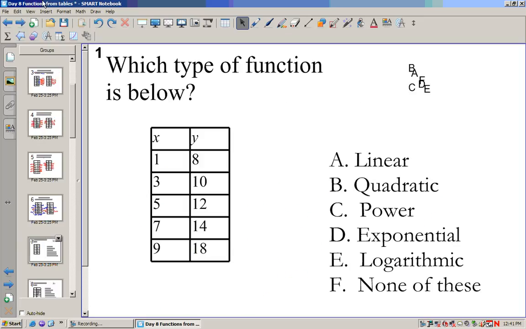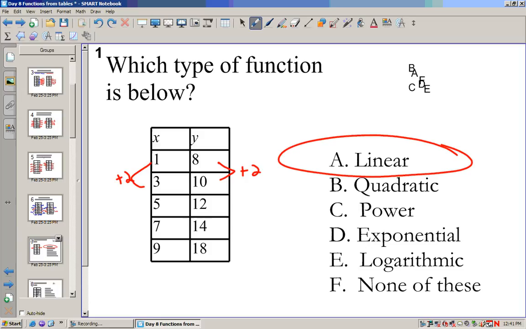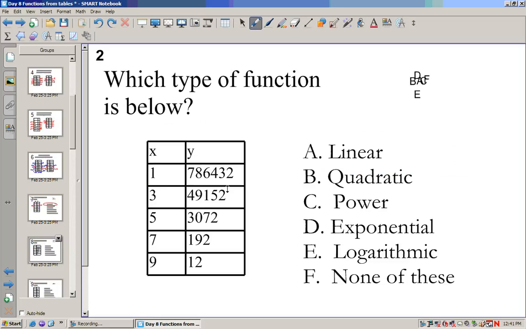So if we take a look at this, what is this? Going up 2 and up 2. So that's linear because I'm adding on both sides.